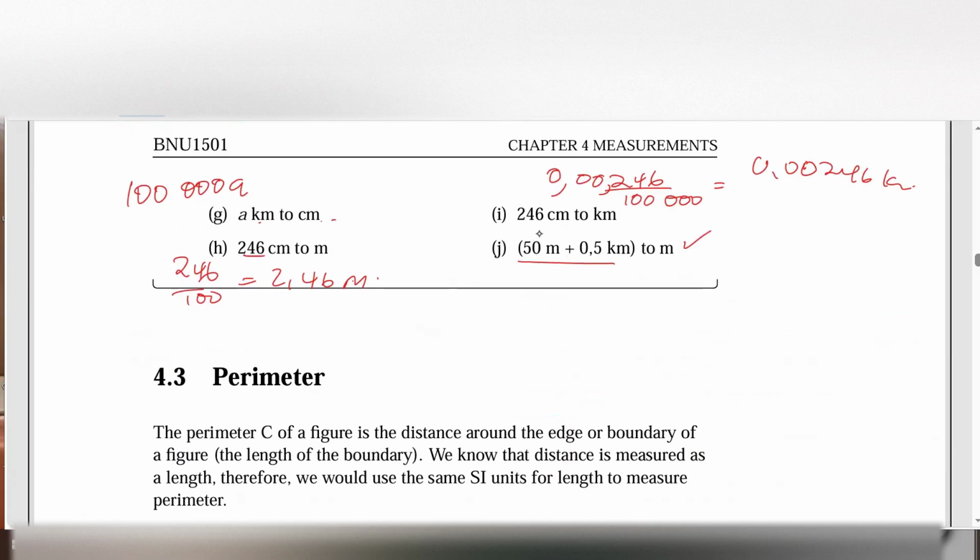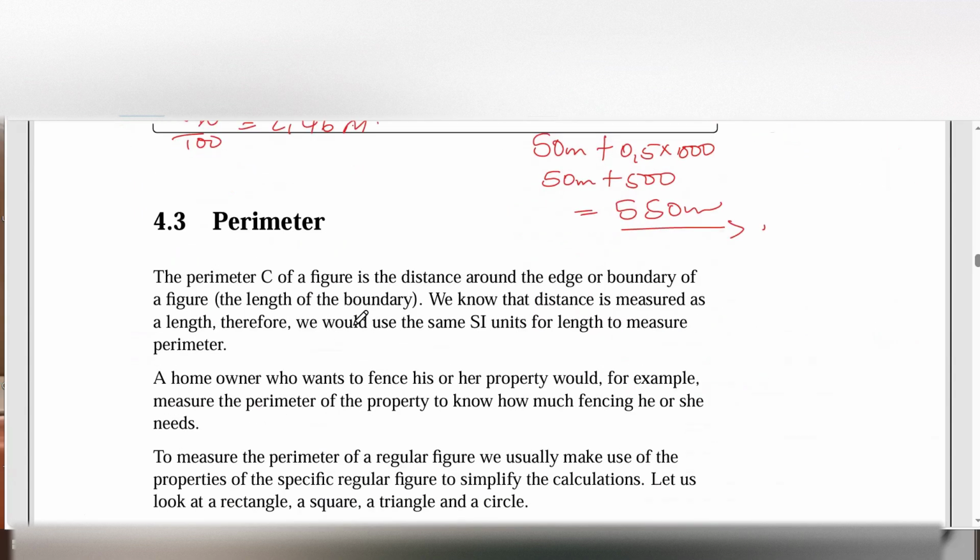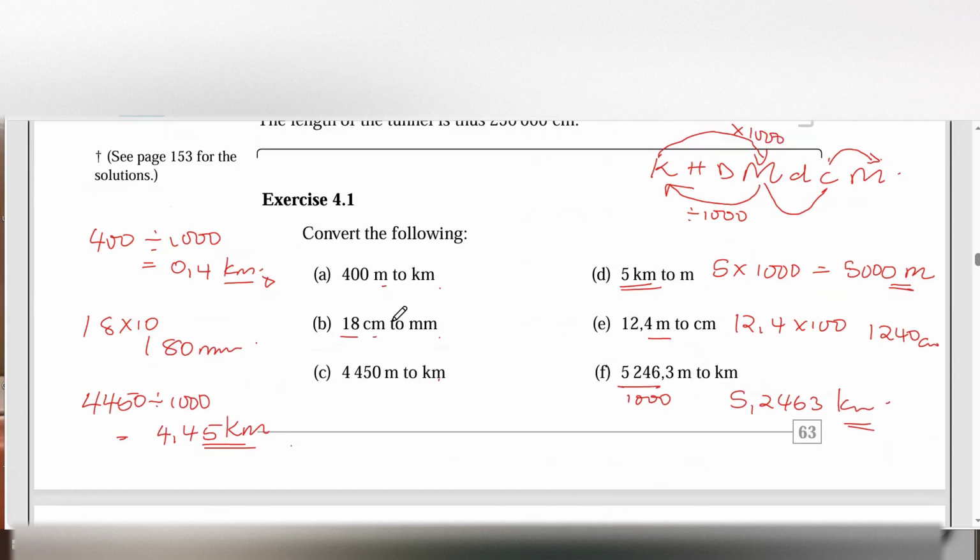Okay, the 50 is already in the meters. Let's convert the kilometers to meters first. So that's going to be 0.5 times 1,000, which is going to give us 500, which becomes 550 meters. All right, then 4.3. Oh, by the way, before we go to 4.3.